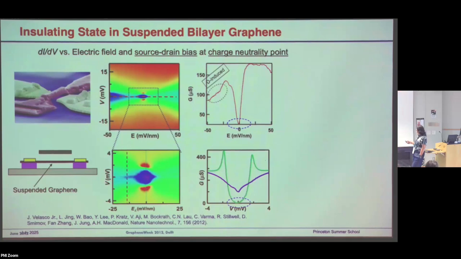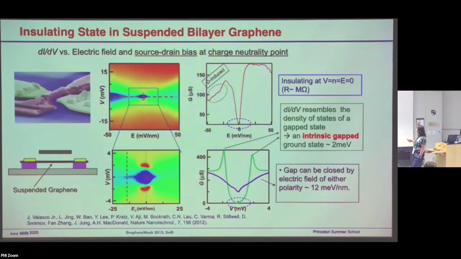So this gap insulating state can be suppressed if you apply an electric field of either polarity. The electric field in this case is in the out of plane direction, and you have two gates. The sum of the gates, back and top gate, gives you the charge density. The difference of the gates gives you the out of plane electric field. In this case, the out of plane electric field can suppress this intrinsic gap that exists if you do not apply anything.